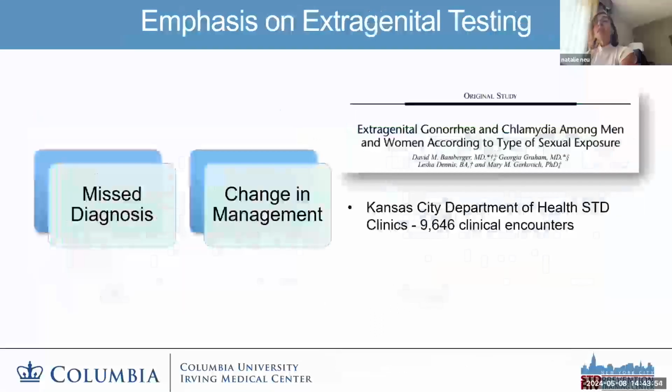For women, they said, consider rectal testing for females through shared decision based on sexual history. Next slide. This is a huge increase or change in the guidance. So why did they do this? They did this because of several papers in the literature that supported this new change in testing protocol. This study was done in Kansas City, about 10,000 encounters, and they identified that there were multiple misdiagnoses, and that if you did three-site testing, it would change your management.